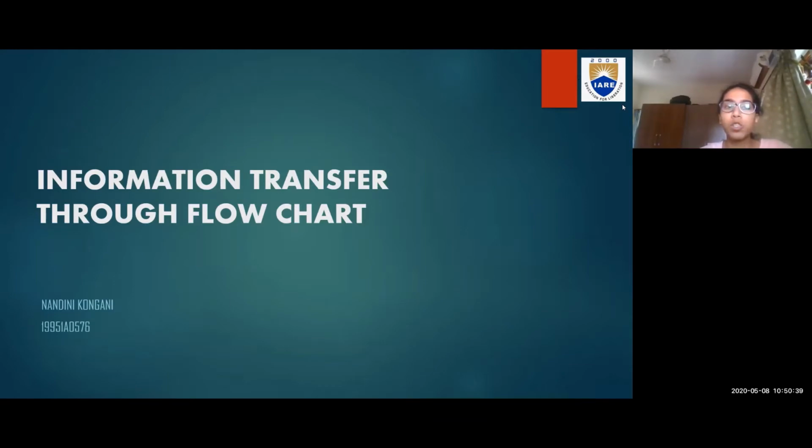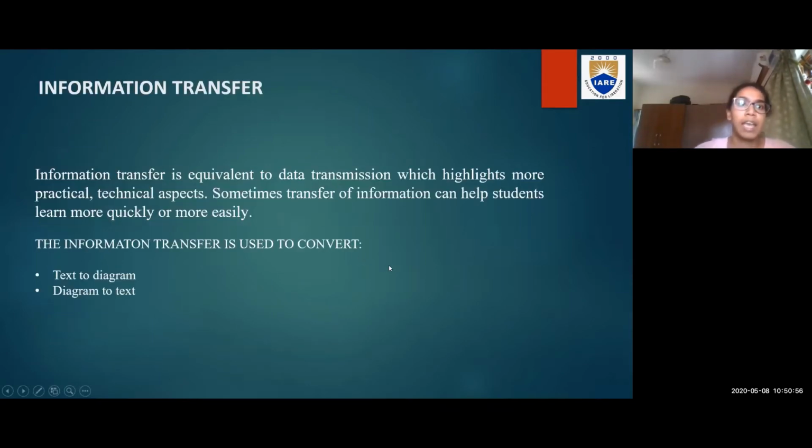So I am going to talk about how to interpret this information in a more easy manner. And that is what my topic is about, information transfer. And I'm going to specify this topic only through the flowcharts. Information transfer.